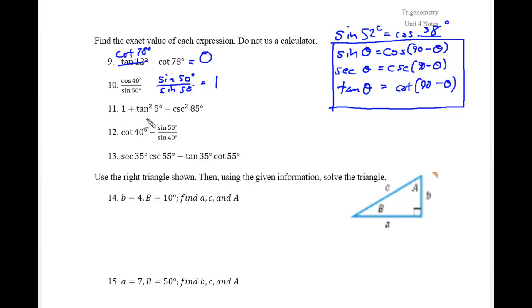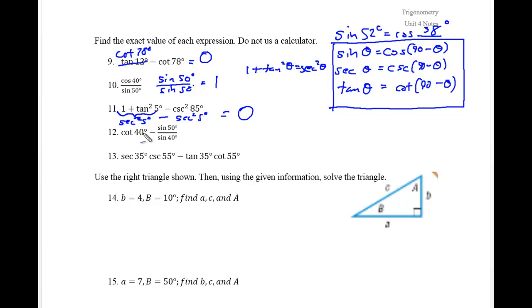For problem number 11, we have to remind ourselves a little bit about what 1 plus tangent squared theta is equal to. And that answer there is secant squared theta. That is a derivation of one of our Pythagorean theorem identities of the unit circle. So this whole thing gets changed to the secant of 5 degrees squared. And we can turn cosecant squared into the secant squared of 5 degrees. And so secant squared 5 degrees minus secant squared 5 degrees is going to be 0.